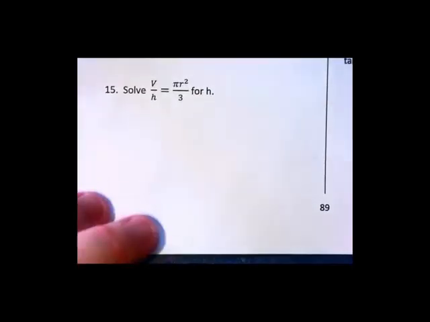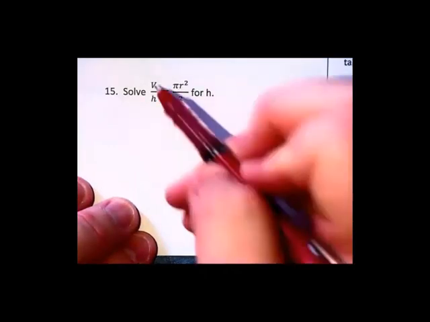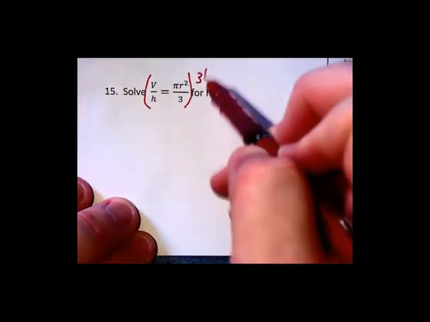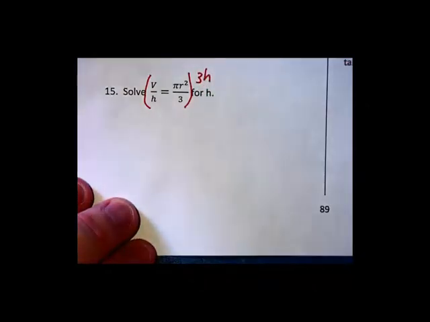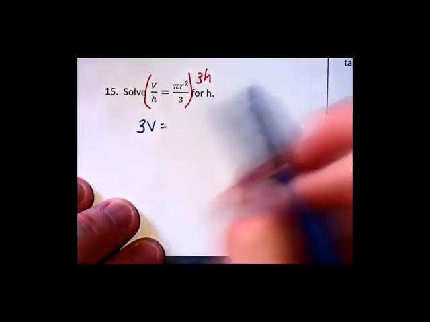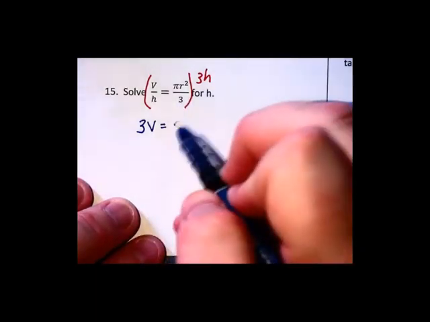Okay, we now have a literal equation, in which case we're solving for the variable they tell us to solve for, which in this case is h. We're going to clear the fractions by multiplying through by the least common denominator, 3h. On the left, the h's cancel, leaving 3v, and on the right, the 3's cancel, leaving pi r squared times the h.